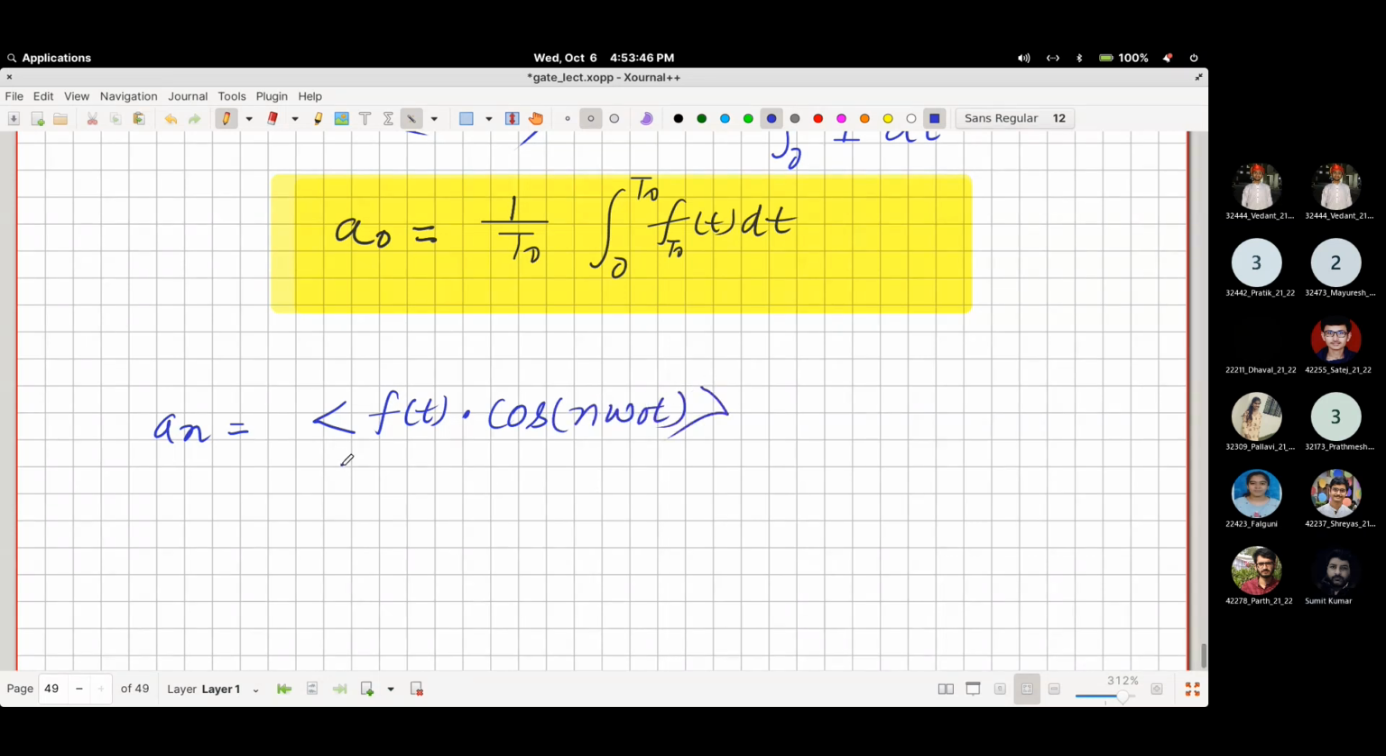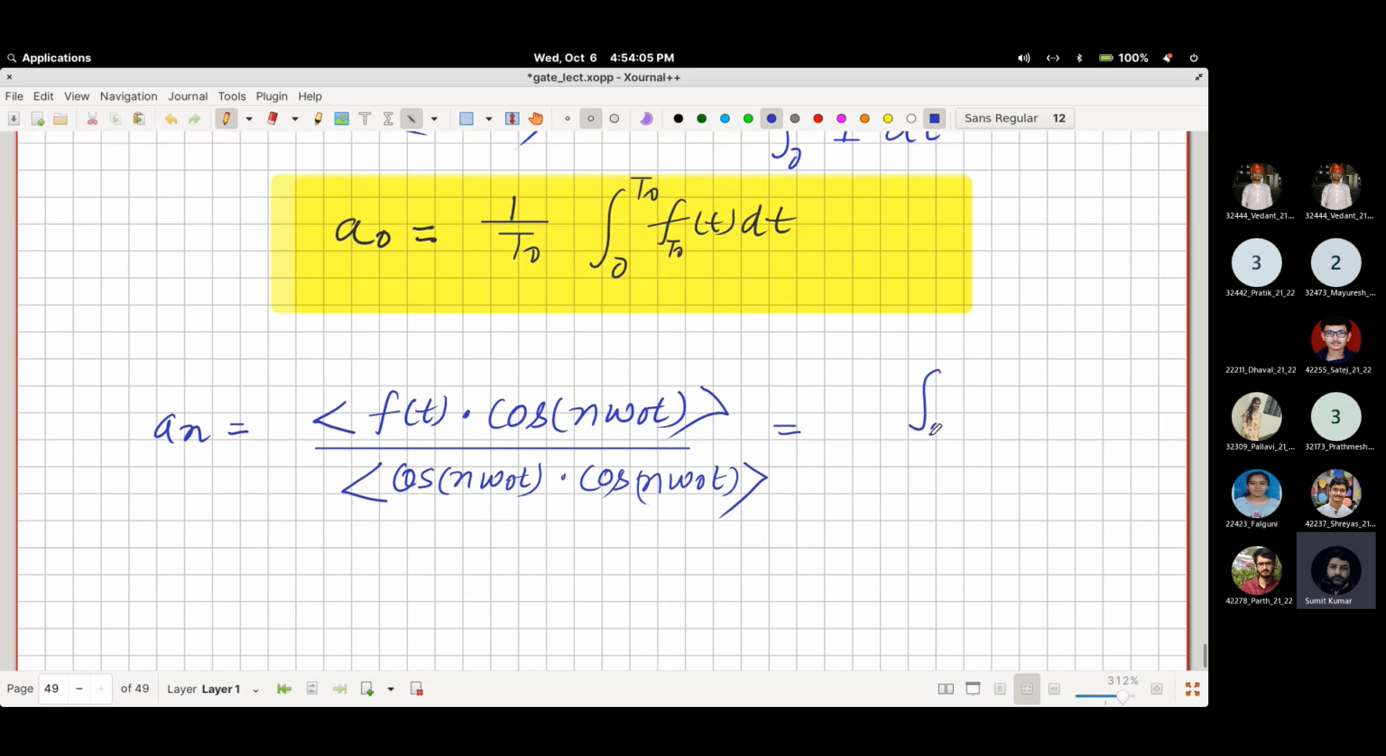Yes, sir. Divided by the dot product of cos n omega naught t with cos n omega naught t only, isn't it? Right? So what will the top give us? 0 to t naught, and what is this going to be? f(t) cos n omega naught t, right? dt. And what will you get below?